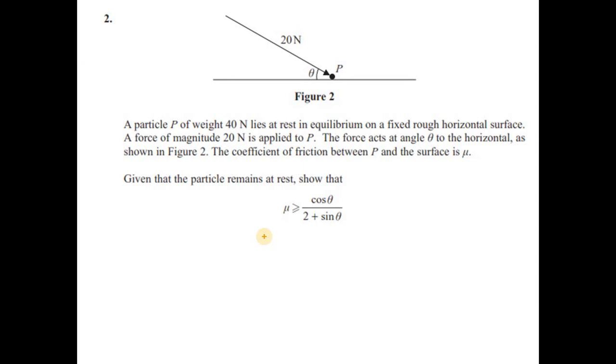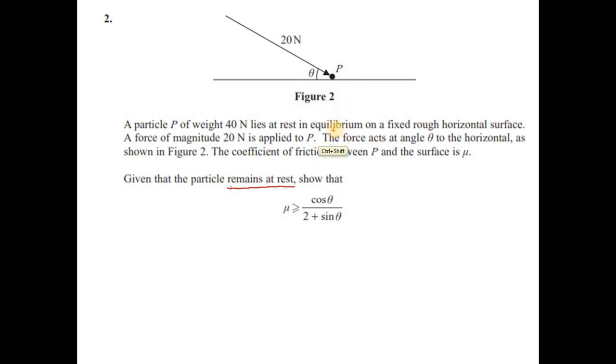Question number 2. A particle P of weight 40 Newton lies at rest in equilibrium on a fixed rough horizontal surface. A force of magnitude 20 Newton is applied to P. The force acts at an angle theta to the horizontal as shown in figure 2. The coefficient of friction between P and the surface is mu. Given that the particle remains at rest, show that mu is more than or equal to cos theta over 2 plus sine theta. So you need to figure out the number of forces acting.